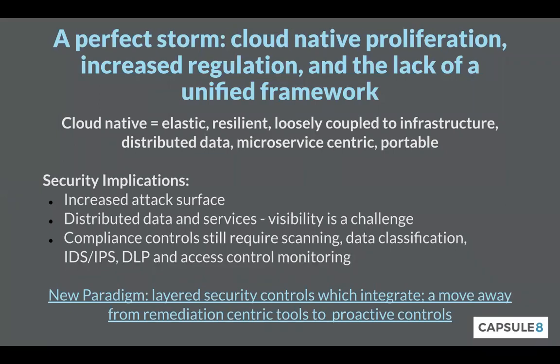We want the resiliency. We want the microservices, the portability, the distributed data. But it increases the attack surface. It creates visibility challenges, and the tools that we know for intrusion detection and prevention, data loss prevention, access control, and monitoring, they just don't fit perfectly in a cloud native world. So it really is a new paradigm. We're looking at new layered security controls, which must integrate with existing tools, and a move away from remediation-centric tools to proactive controls, which meet both security and compliance objectives.